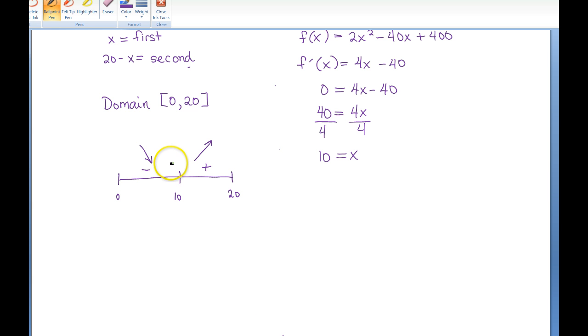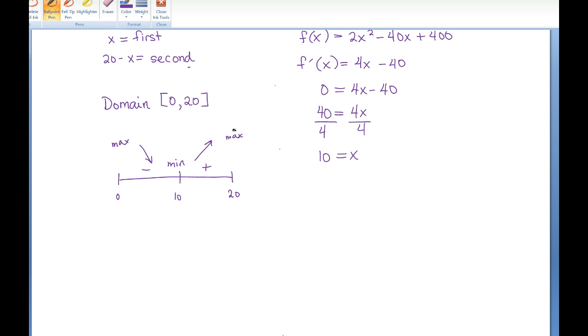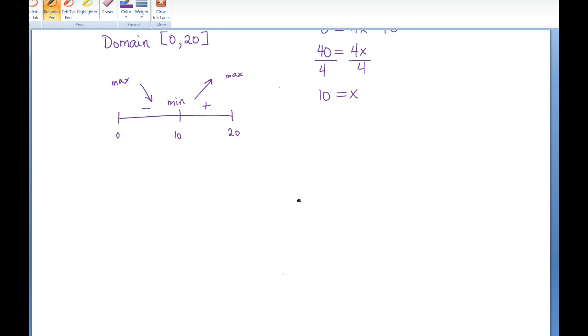Okay, so what this means is that would be a minimum. Since this is an endpoint, that's a maximum. That's a maximum. So again, it's the sum of their squares is going to be as large as possible. So for part A, well, if one of them is 0, then the other one has to be 20. So 0 and 20.